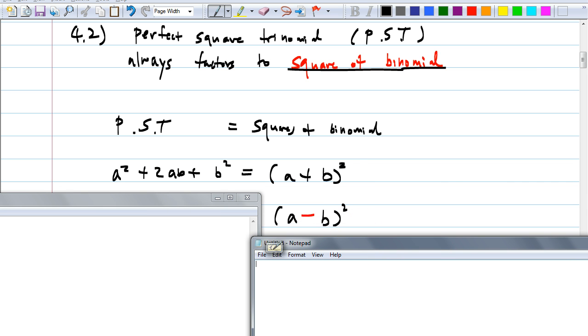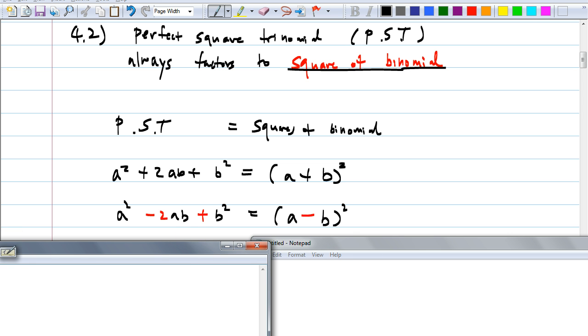Because you don't have to have a plus b squared all the time. How's that look a little bit different, doesn't it? Yeah, this time you get minus 2ab instead of plus 2ab. Does that make sense? You guys remember? So if you have a trinomial that looks like this, you get a square of a binomial. Okay, write this down.